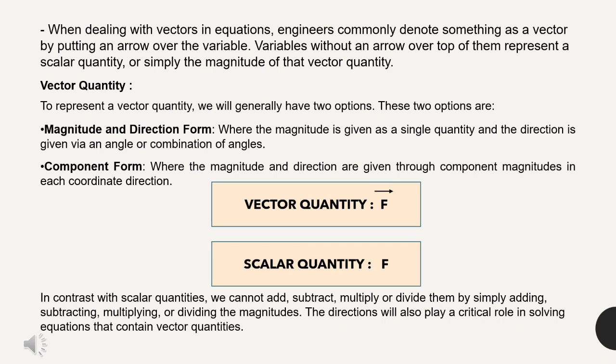To see the difference in vector quantity, they have an arrow to show their direction, while scalar quantity doesn't have an arrow to show direction. In contrast with scalar quantities, we cannot add, subtract, multiply, or divide vectors by simply adding, subtracting, multiplying, or dividing the magnitudes. The directions will also play a critical role in solving equations that contain vector quantities.